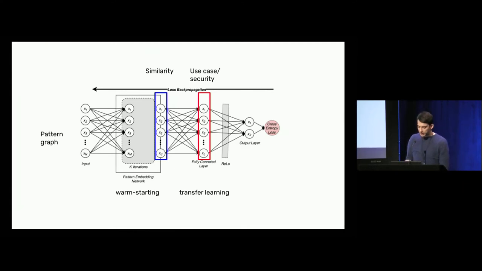So we applied different techniques to train the classification network. With one technique called transfer learning, we input the pattern graph into the fixed pre-trained embedding network. Then we only update the weights of the use case or security layer based on the classification loss. With another technique called warm starting, we also updated the weights of the pre-trained embedding network based on the classification loss. This way, we update the pattern embedding as well, in a way that it helps decide whether a pattern is insecure or not.